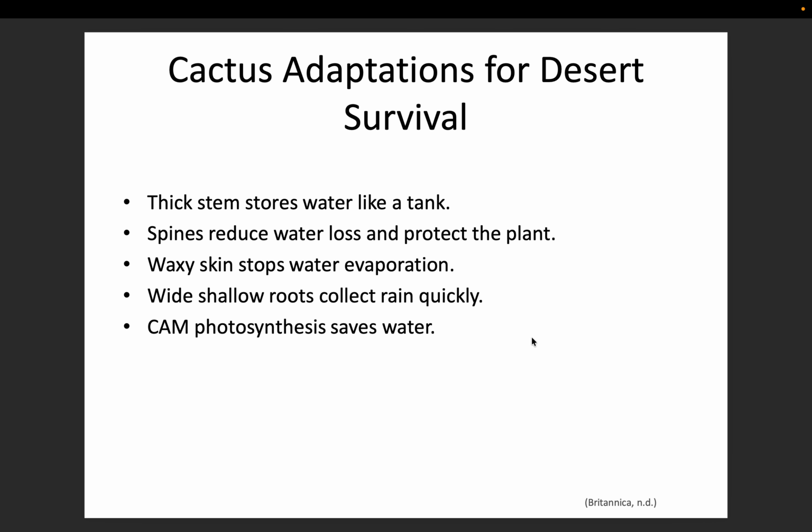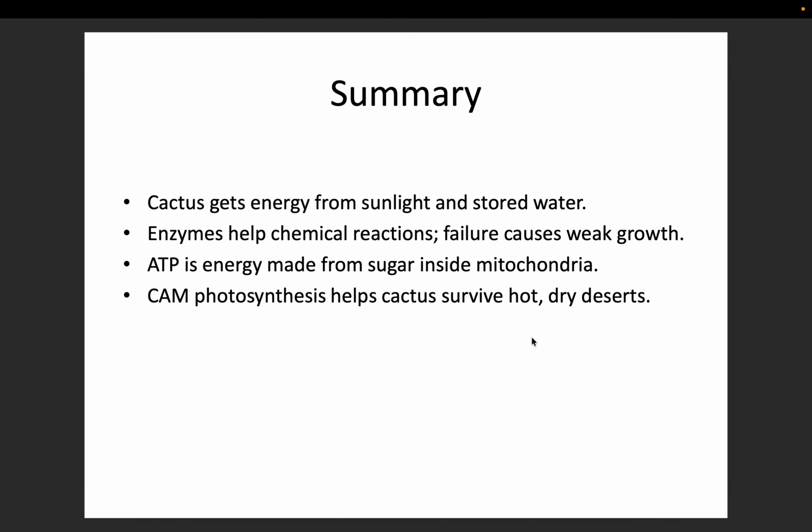Shallow roots. Cactus roots don't grow deep. Instead, they spread out wide, just under the surface. This way, when it finally rains, the cactus can soak up water quickly before it dries. And of course, we already talked about CAM photosynthesis. It's the best trait of all. All these adaptations together help the cactus survive in one of the harshest places on the earth. Okay, the next slide is the summary.